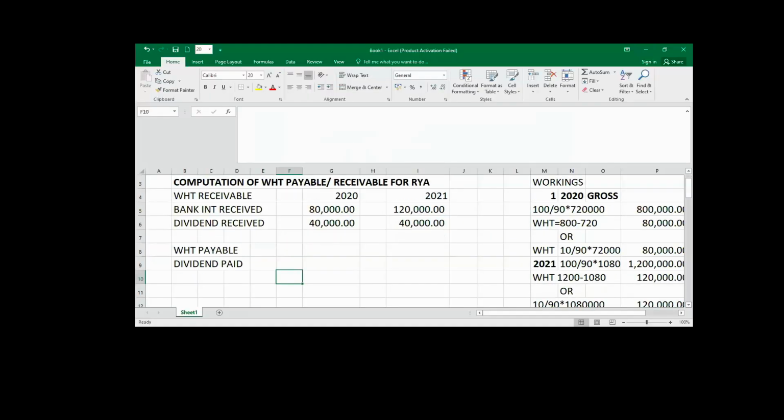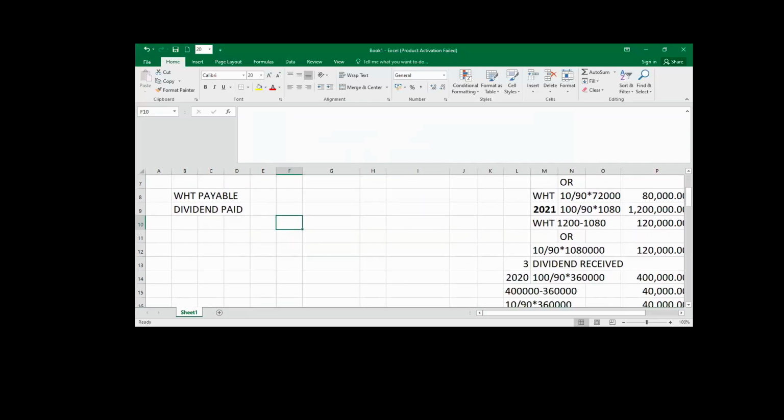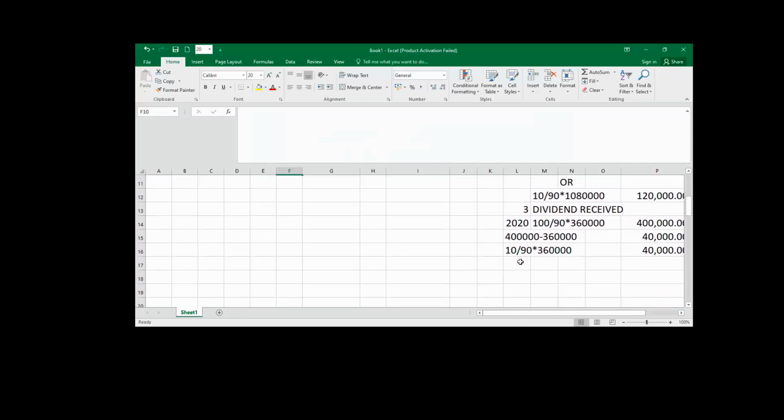So you can also do your workings to calculate the withholding tax. But when you are doing your workings, don't forget you are given that amount as gross. That means you have the entire 100%. So working 4, dividend paid. To get the withholding tax, because you have the entire 100%, the withholding tax will simply be 10% multiplied by 2 million.